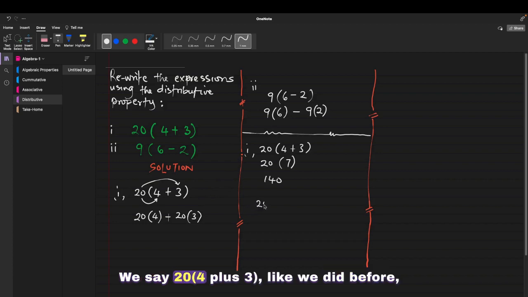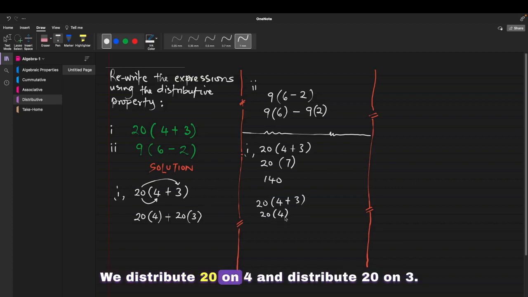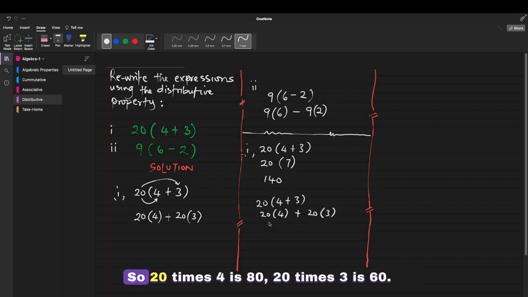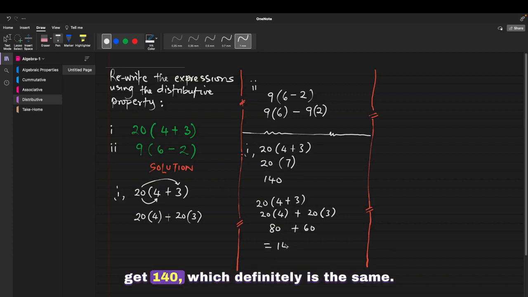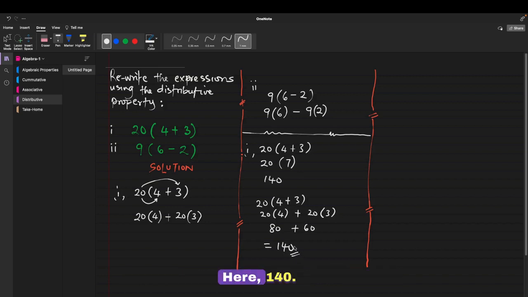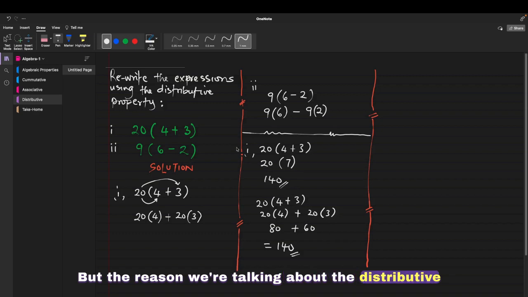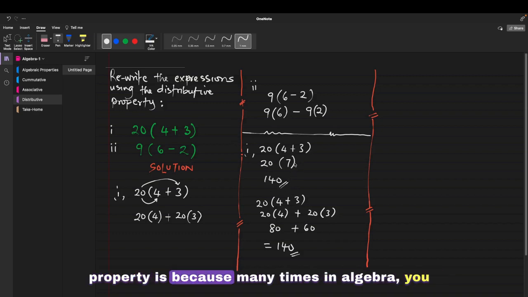We say 20 into 4 plus 3. Like we did before, we distribute 20 on 4 and distribute 20 on 3. So 20 times 4 is 80. 20 times 3 is 60. If you add 60 to 80, you get 140, which definitely is the same. Here 140, here 140.